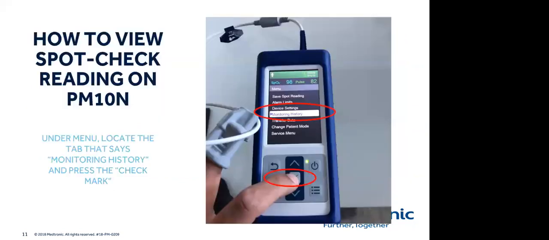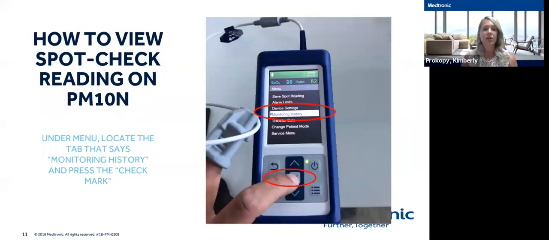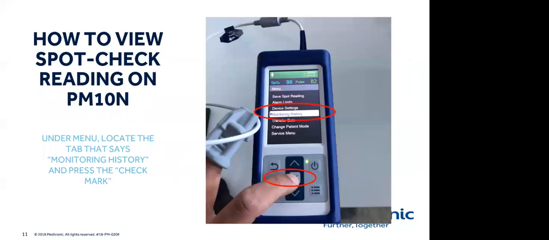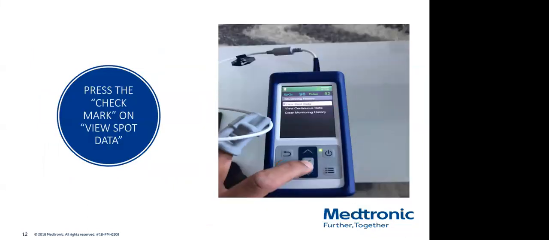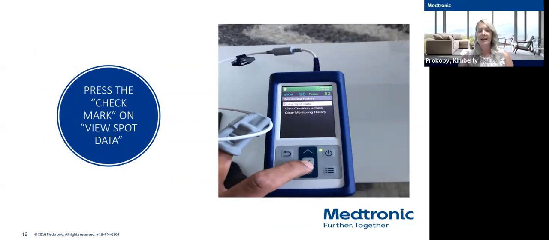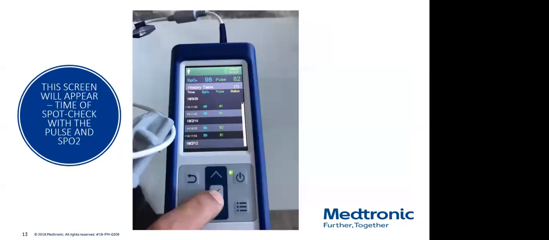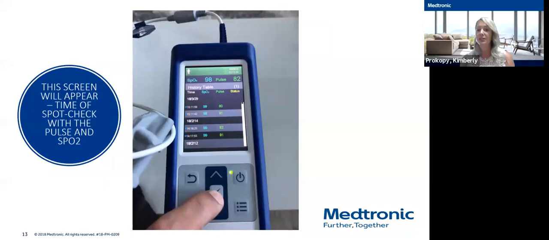Okay, so how to view this? Again, you're going to go into your menu. You're going to scroll down to monitoring history, press the check mark, and you're going to press the check mark on view spot data. And then this screen will appear. So again, it has the time that you saved your spot readings, your SpO2, and your pulse rate. So then you can look for that particular patient, all of your saved spot readings.